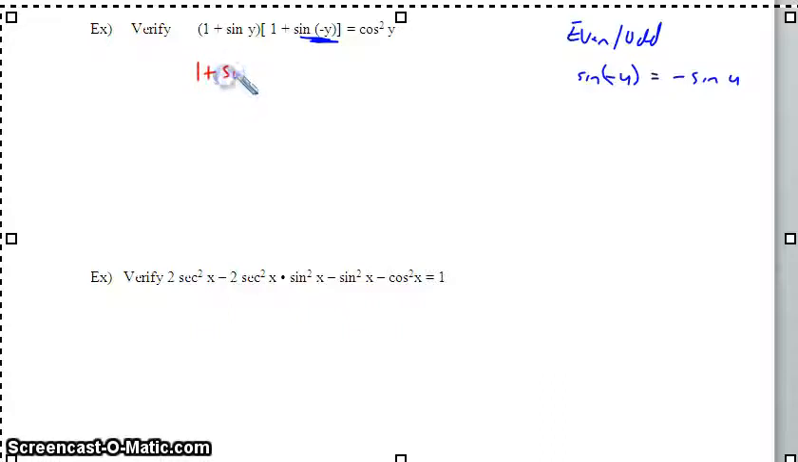It's not going to change the first binomial, but the second binomial, instead of being 1 plus sine of negative y, would be 1 minus sine of y. So I've made this substitution here. Instead of u, I used the variable that I have. Now I have to figure out how this equals cosine squared.